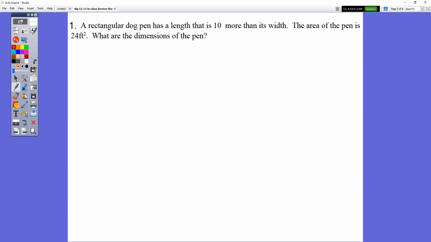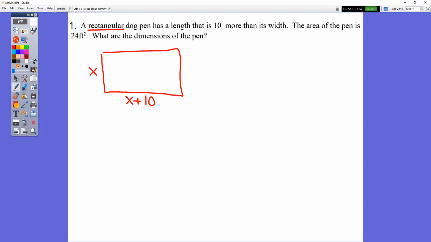The first thing that I would do, because it says the word rectangular, is draw a rectangle. It says that the length is 10 more than its width. It doesn't say anything at all about the width, so that's just going to be x. The length is 10 more than that, so this is going to be x plus 10.